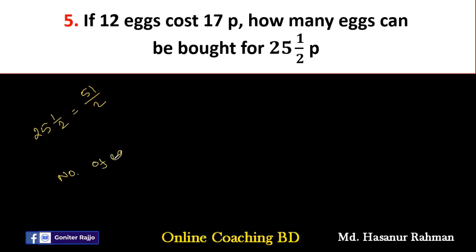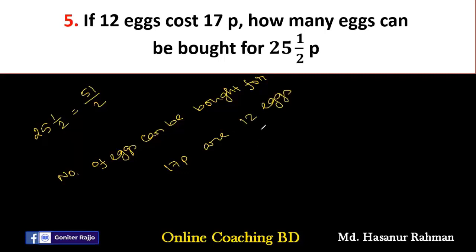Number of eggs can be bought for 17 pence. 17 pence buys 12 eggs. So we can buy 12 eggs for 17 pence. So in 1 pence, we can buy 12 by 17 eggs. Now we have to find out how many eggs can be bought for 25 whole 1 by 2.